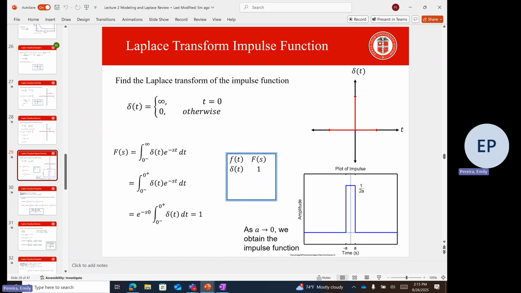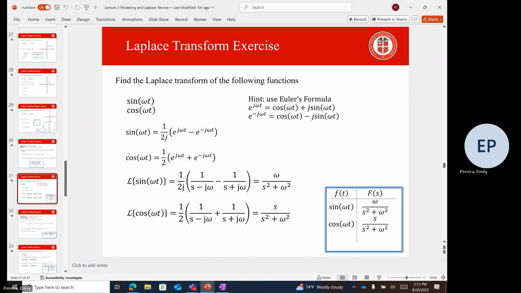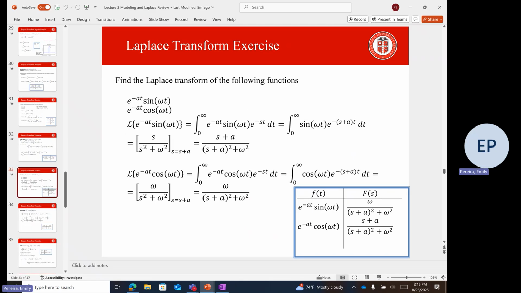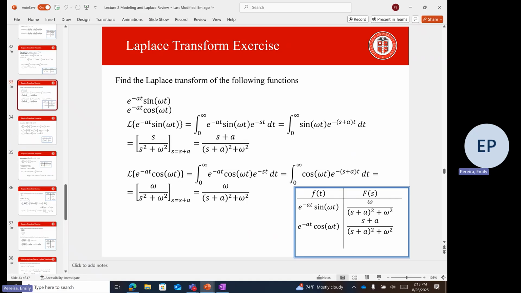There's the impulse function, the sine and cosine. There's also exponential sine and cosine. So all of these are here, and I do encourage you to refresh your memory on how we got these, but there is a very handy transform table that you can find on Canvas. And so, for example, this function has its transform pair here defined.